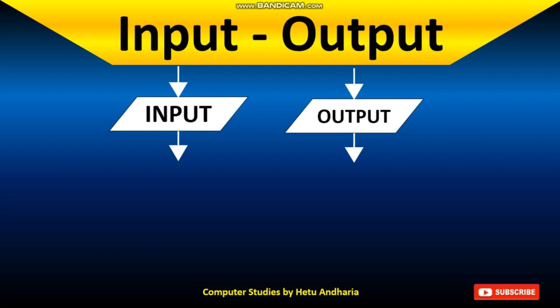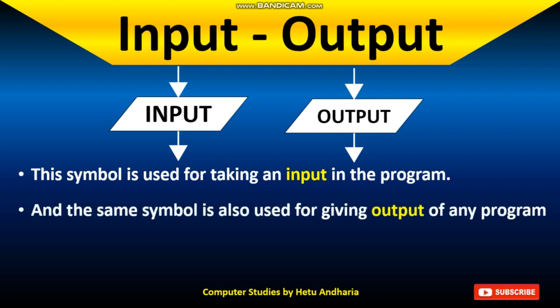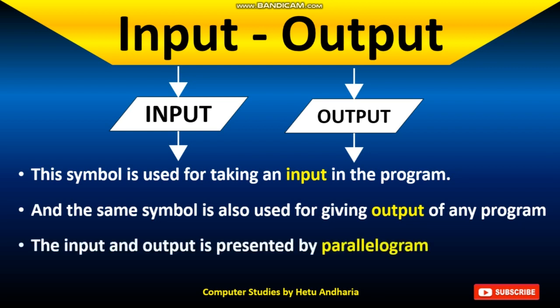Now see, every program needs an input. It then processes this input and generates an output. So to take any input, you have to use this symbol, and also to give the output of any program you have to use this symbol. The input and output is represented by a parallelogram. Now you have to draw all these things in your book, that is why you have to remember all these shapes.